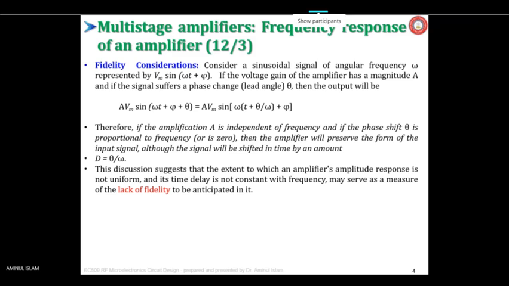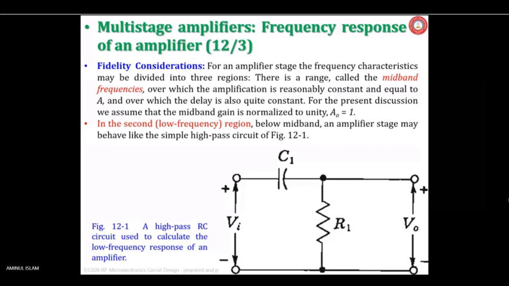This discussion suggests that the extent to which an amplifier's amplitude response is not uniform and its time delay is not constant with frequency may serve as a measure of lack of fidelity to be anticipated in it. For an amplifier stage, the frequency characteristics may be divided into three regions. One is the low frequency band, then the mid band frequency, and another one is the high frequency band.